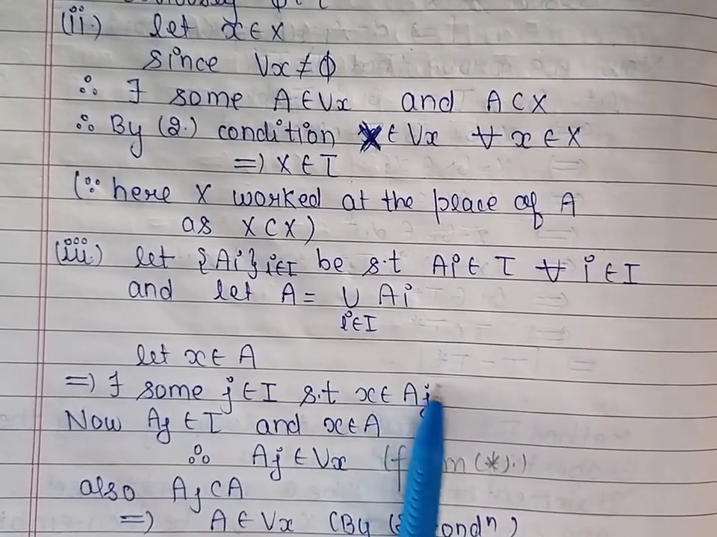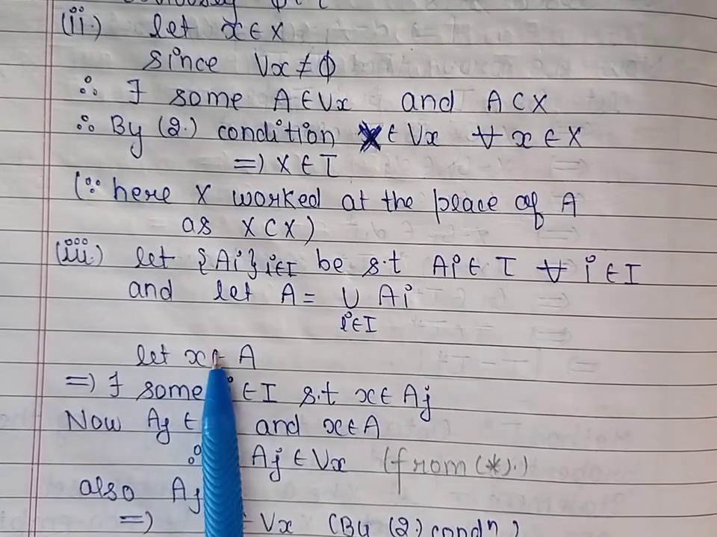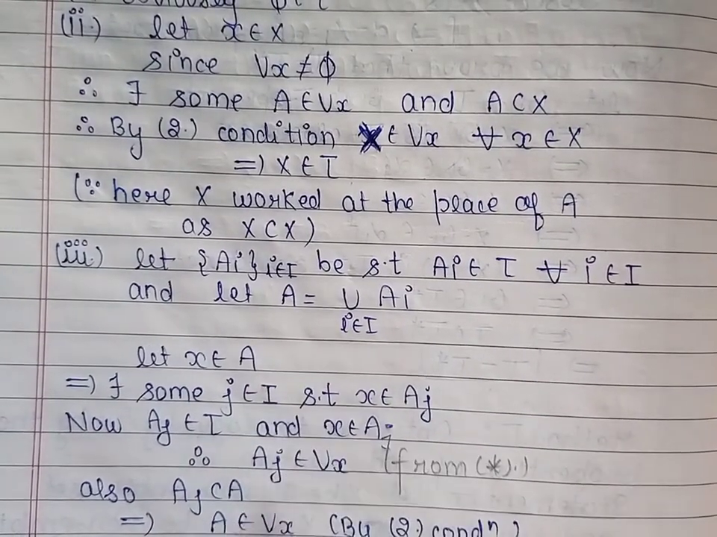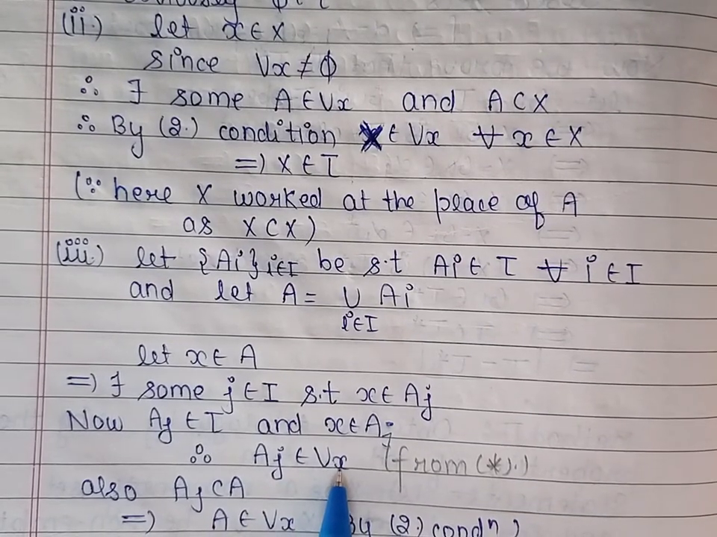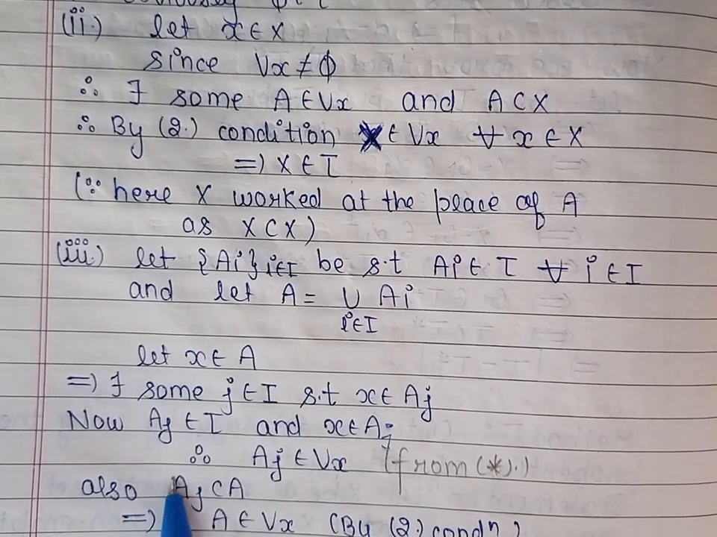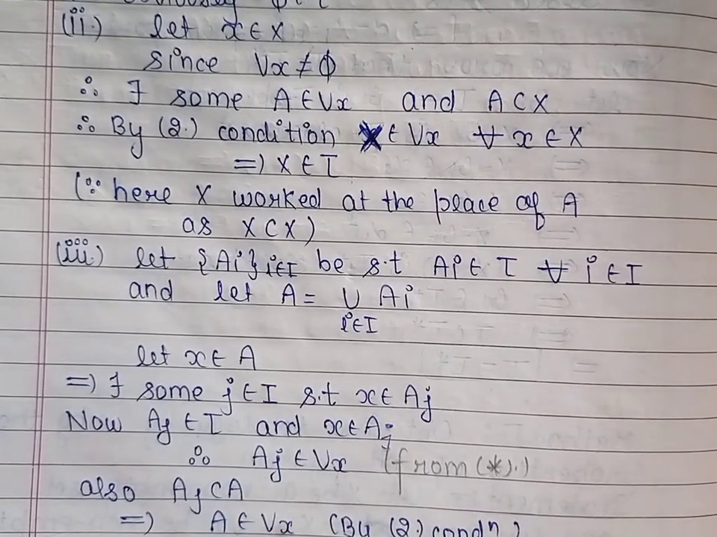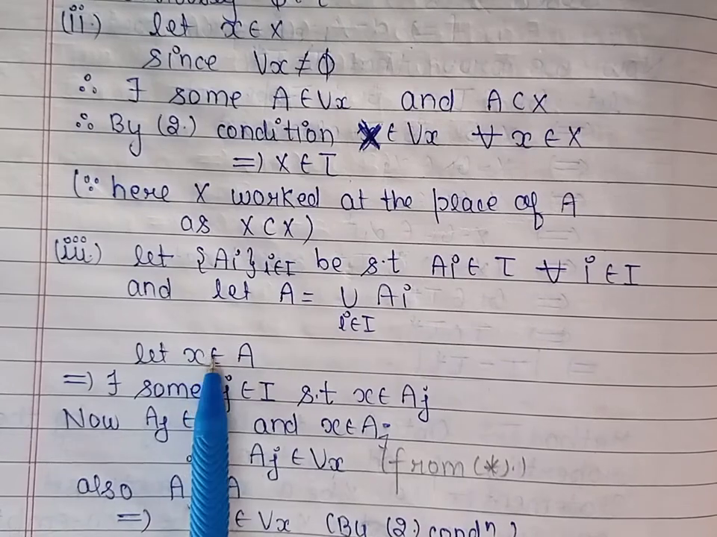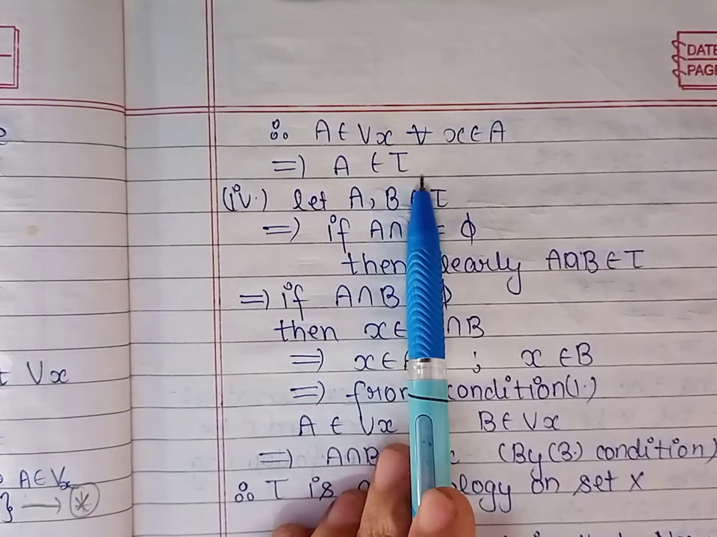Now because this AJ is a member of collection tau, AJ belongs to tau and also X belongs to AJ. So by definition, we can say that this AJ belongs to the given collection Vx, and also AJ is contained in A, and by using the second property, if this set is in the collection Vx then its superset also belongs to collection Vx. So we have proved A belongs to Vx for X belonging to A, and by definition we can say that A belongs to the collection tau.